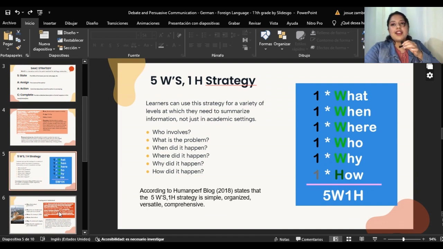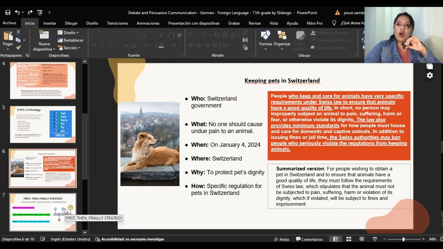The next strategy is the 5Ws and 1H strategy. The 5Ws stand for what, when, where, who, and why. And the 1H stands for how. This involves who is involved, what is the problem, when did it happen, where did it happen, why did it happen, and how did it happen. All these questions should be answered to make a summarized version.